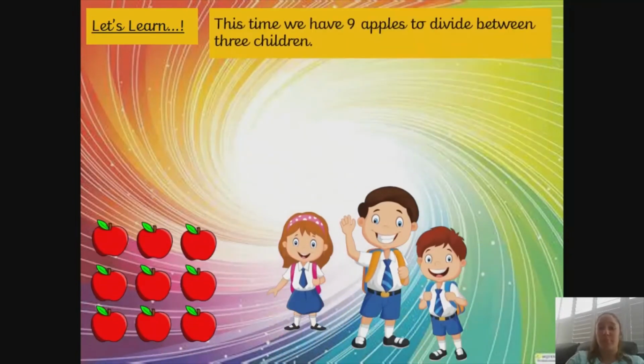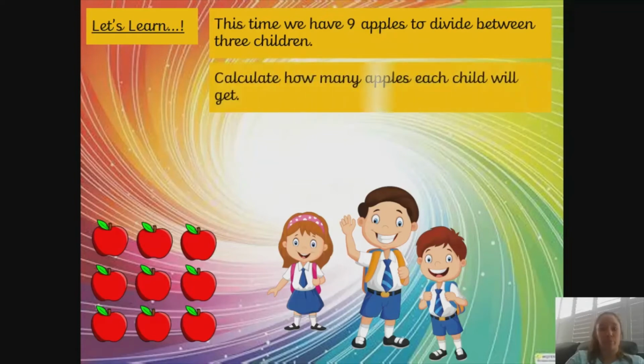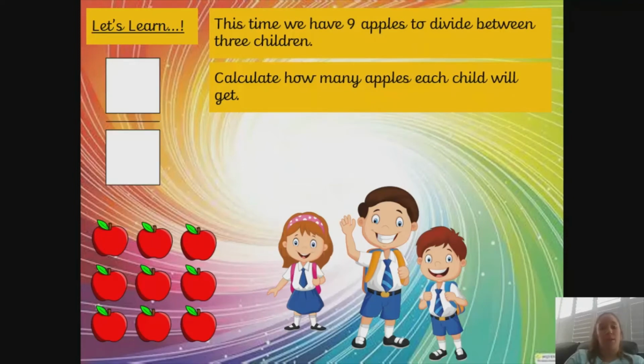Let's try another one. This time we have 9 apples to share between 3 children, or divide between 3 children. So calculate how many apples each child will get. Okay, so we have got our fraction here. What's going to go at the bottom is our number 3, because that's our denominator. We've got 3 children that we are sharing the apples between, so we're dividing by the 3 children.